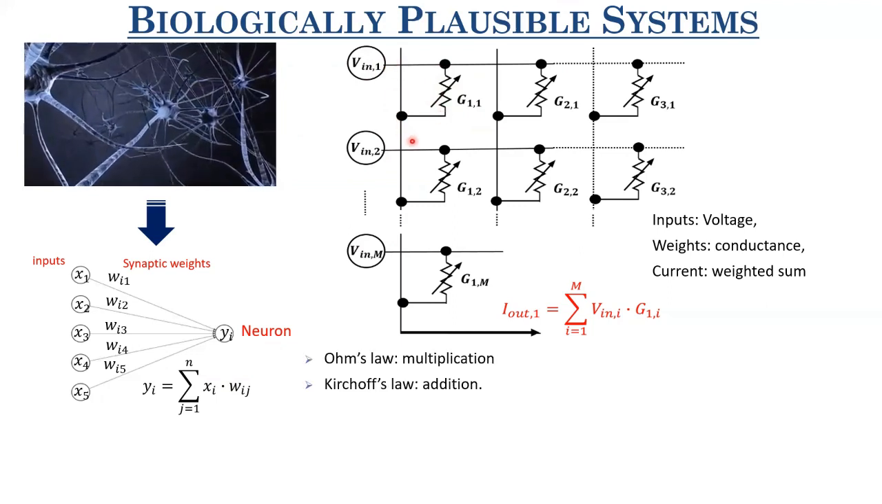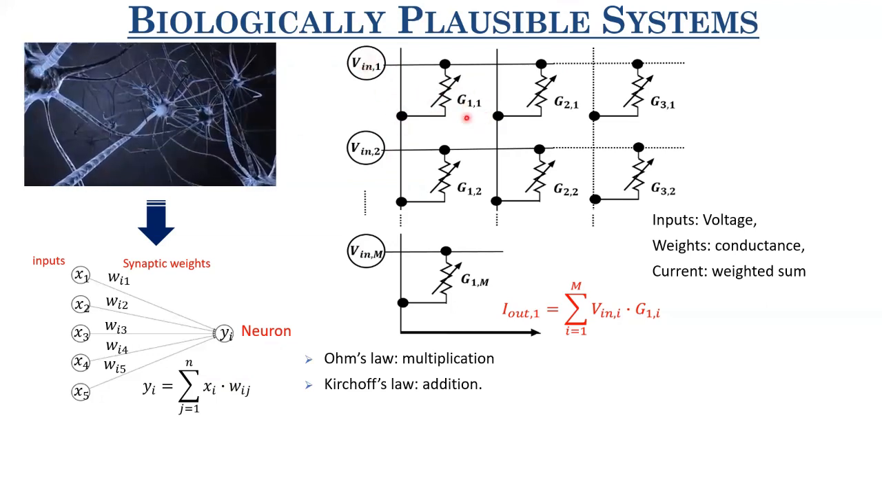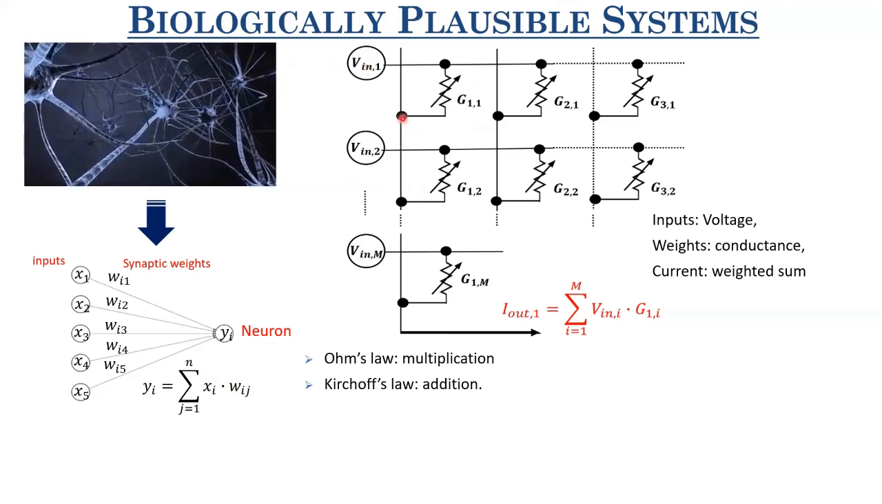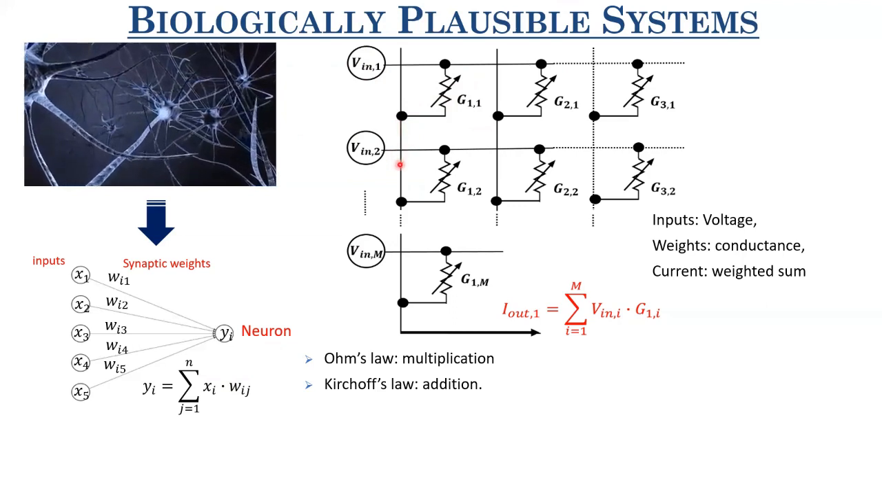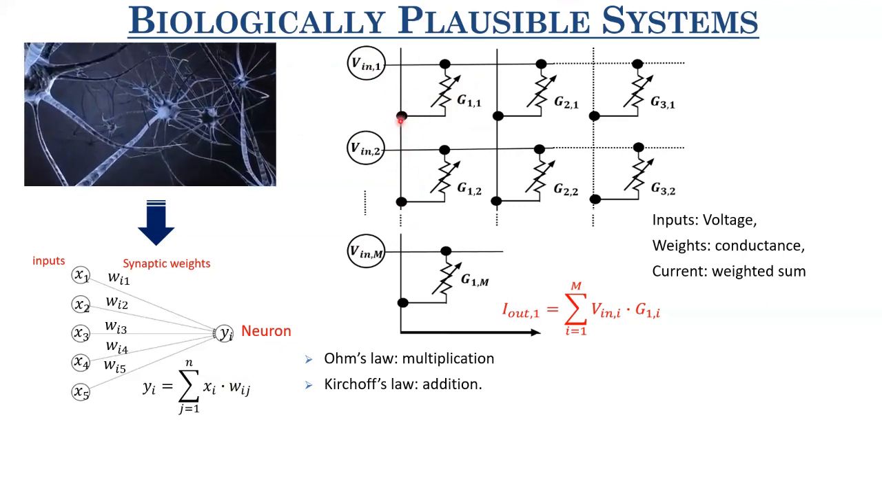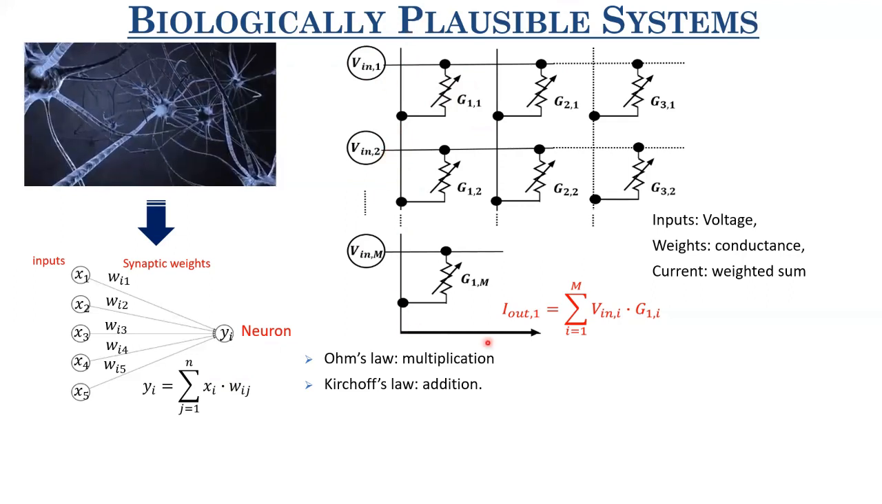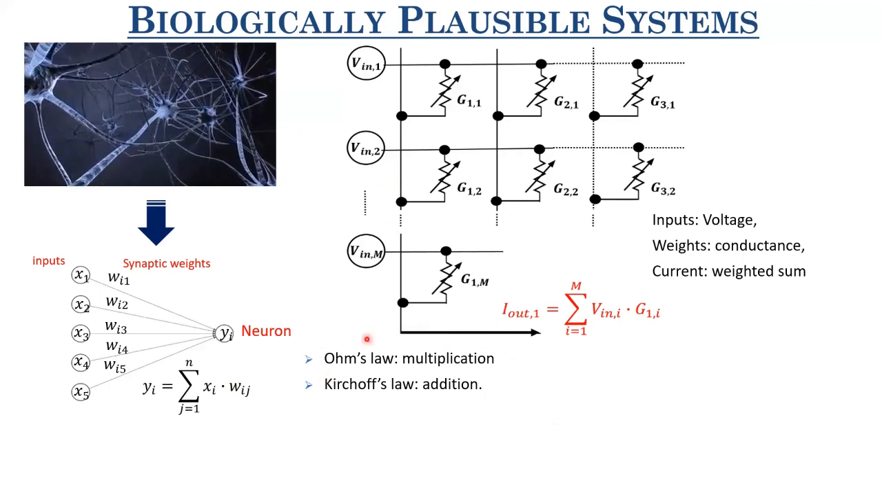So Ohm's law takes care of your multiplication, V times G. Input is V, weight is G. So V times G is simply performed by Ohm's law. Now this is Vin1 times G11. The current flowing through this is Vin2 times G12, and Kirchhoff's law will add these two currents. So all of these currents would be added up. So the accumulation operation is performed by Kirchhoff's law, and multiplication is performed by Ohm's law.